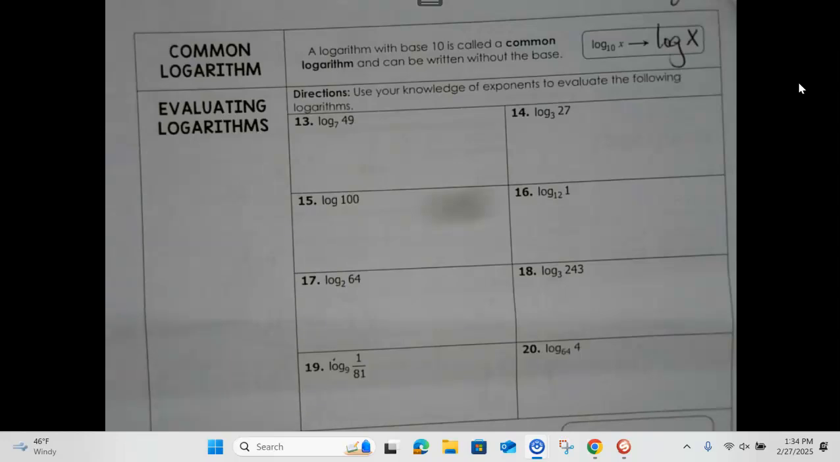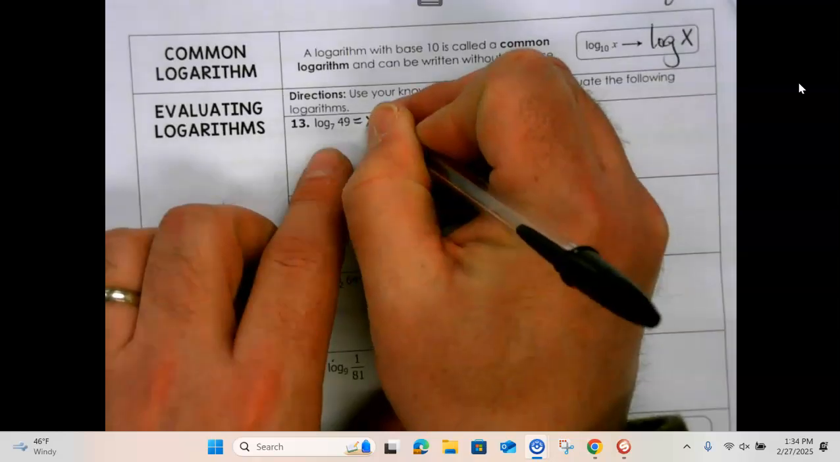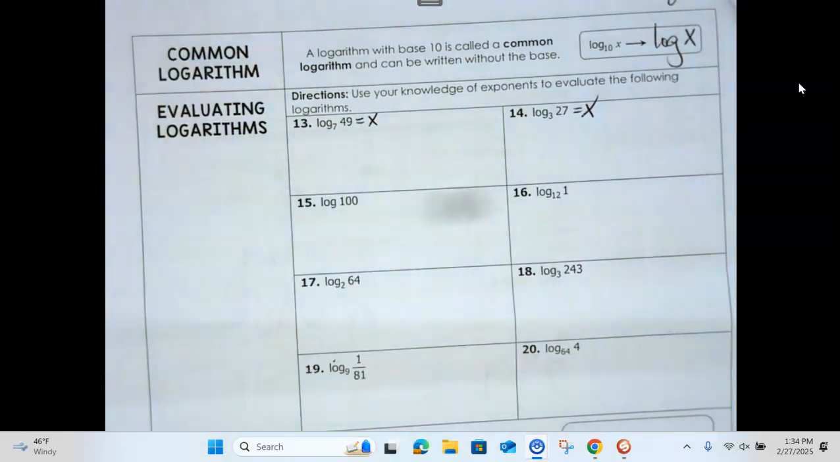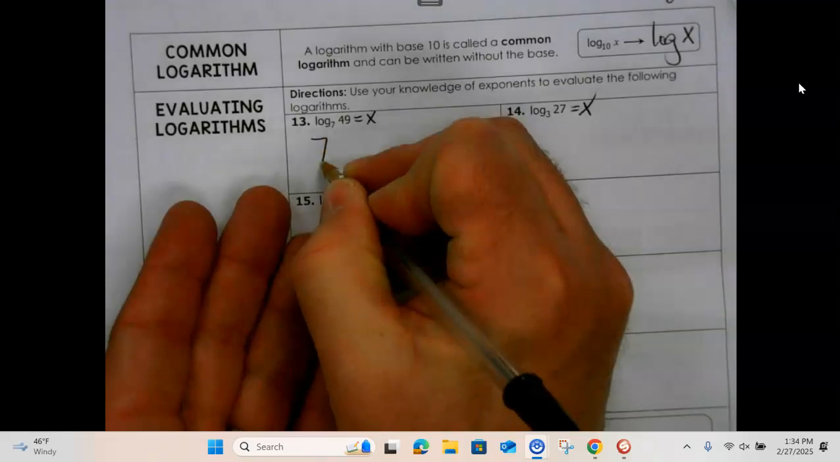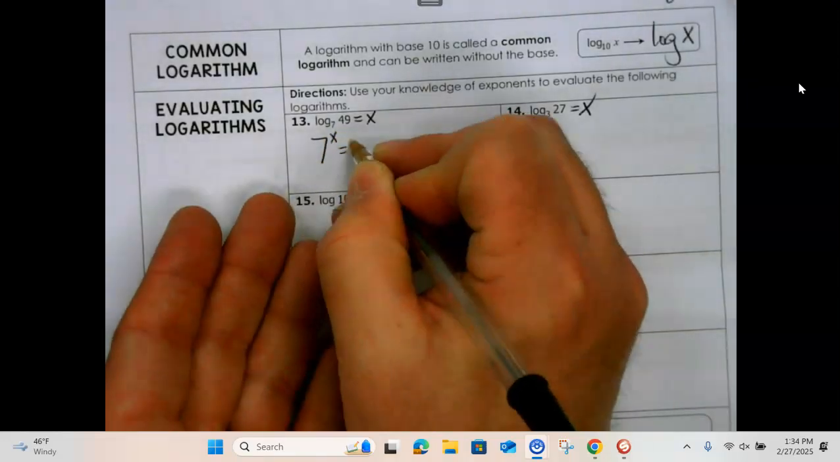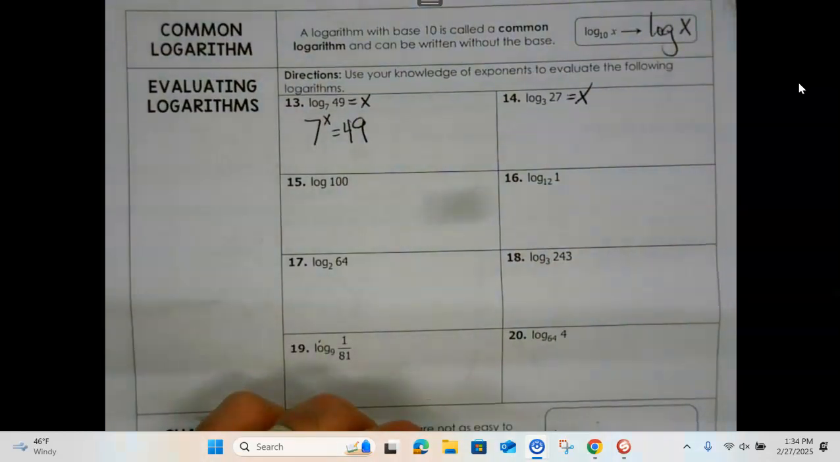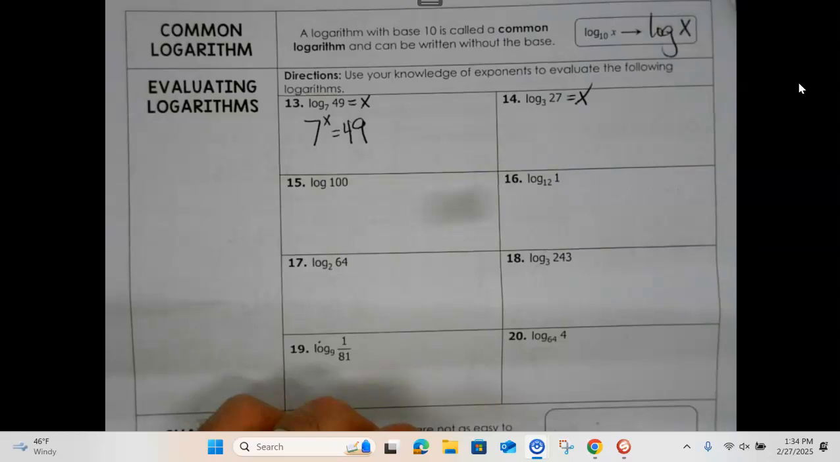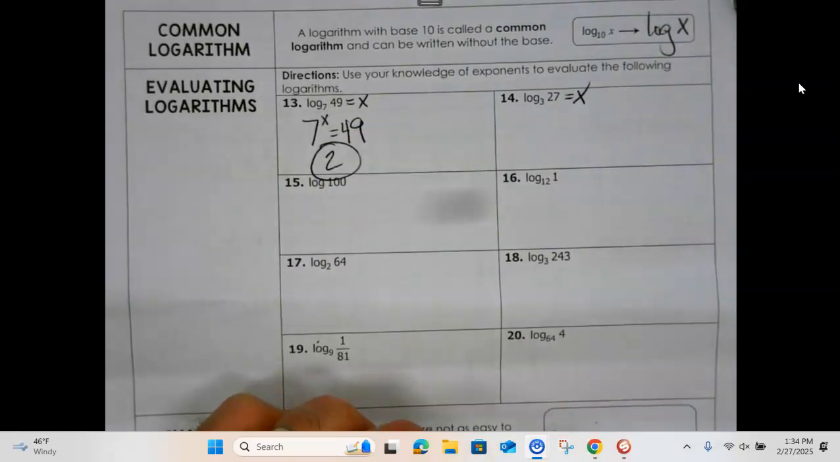Now, use your knowledge of exponents to evaluate the following logs. You're like, oh gosh, okay, so now what do I do? After all of these, except for the first couple, let's do it this way, because when I look at this as an exponent: 7 to what power equals 49? This first group will have whole numbers for all of them. So what power do I take 7 to get 49? 2. Squared. Okay, we just want the number now.